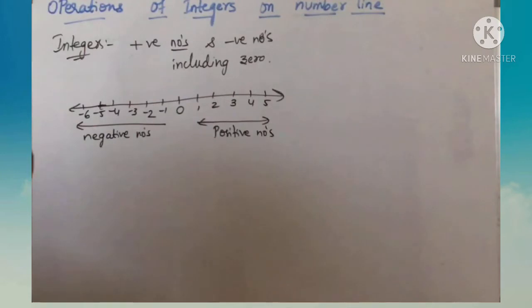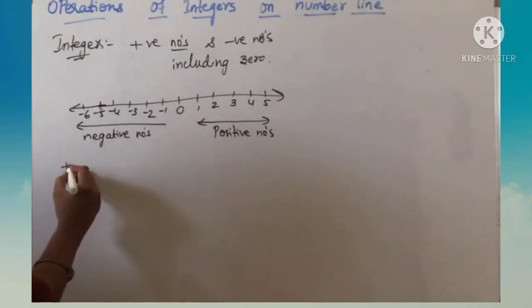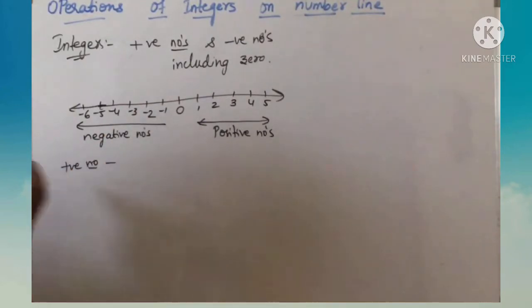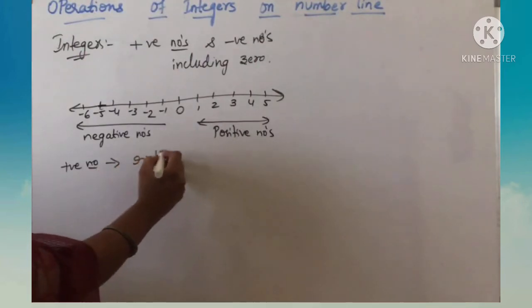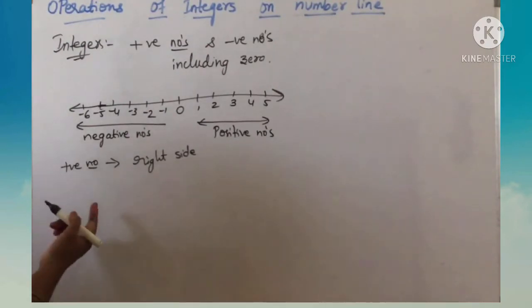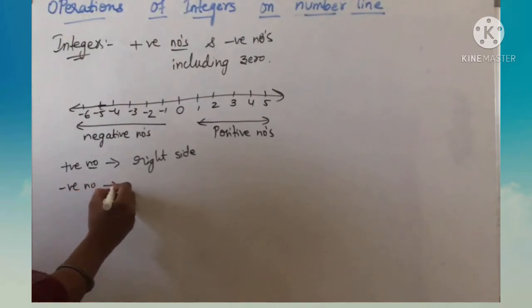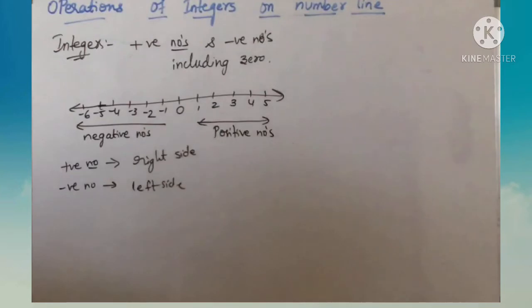locate the first number on the number line. Thus the first number lets us know where to begin. The second number lets us know the direction of movement. Suppose if it is a positive number, move to the right side by that many units, and if it is a negative number, move to the left side of the first number by that many units.